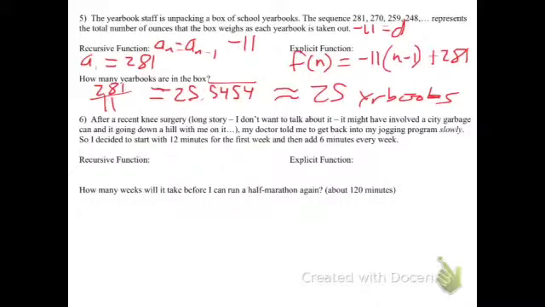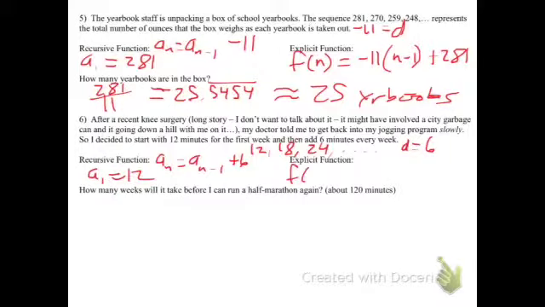Alright, and we'll jump on to number 6. After a recent knee surgery, I had to get back into my program slowly, so I started with 12 minutes in the first week, and then added 6 minutes every week. So this add 6 minutes every week, that's my common difference. If I write out my sequence, I would start with 12, and then add 6, and then add 6, and my pattern would continue. And my initial value here is 12. So I got the important information to write my functions. a sub n equals a sub n minus 1 plus 6. And then a sub 1 is 12.